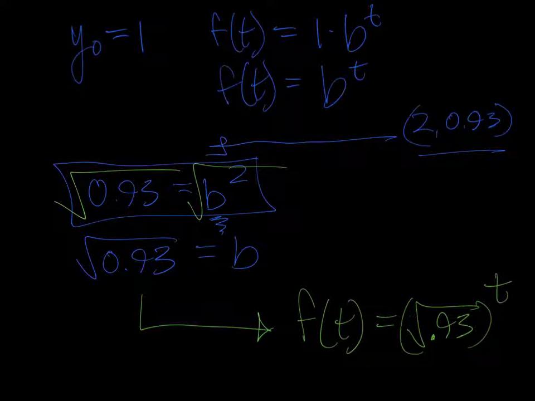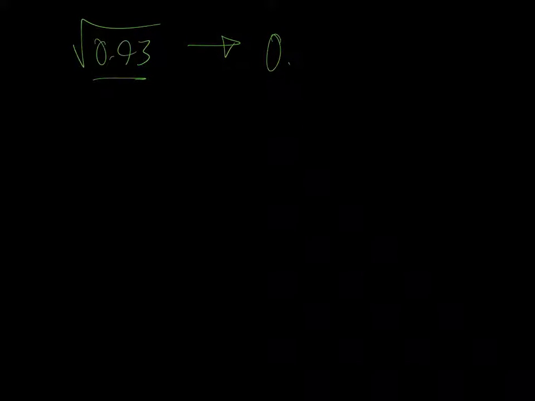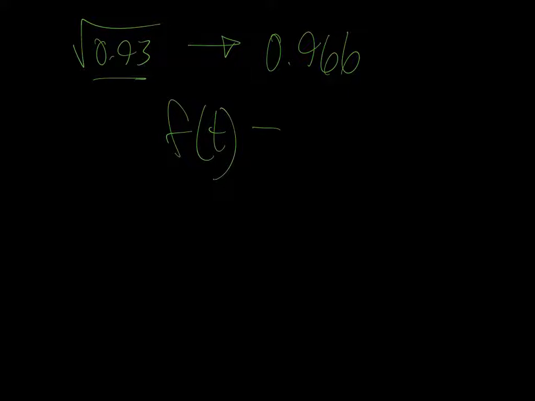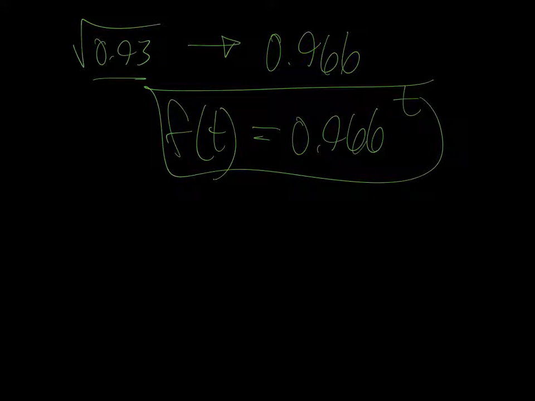So the program's going to want you to take the square root of 0.93 and actually calculate that and get a single decimal value, and ask you to round it to 3 decimal places. According to the computer, the answer was this, though I don't think I got that when I put it in the calculator. So your final answer for this part of the problem is 0.966 raised to the t. So that should go in the first box.